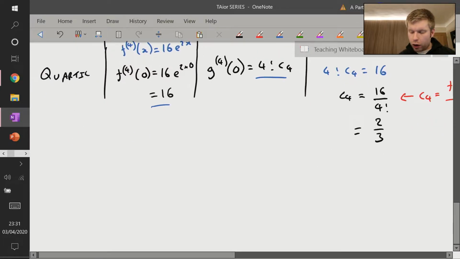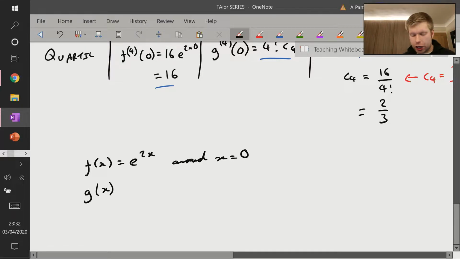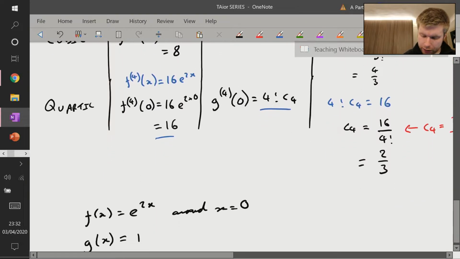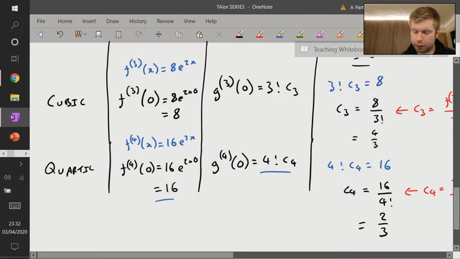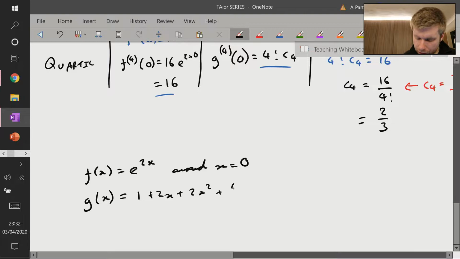Okay, so far what I've got is that my approximation function, so if I start off with f of x equals e to the power of 2x, and I want to approximate it around x equals 0, okay, then I can say that this should be approximately equal to my approximation function, which I'm just calling g of x, okay, should be equal to, well, at the moment I've got 1, that's my first constant, okay. Then my second constant is 2, so it's going to be 2 times x. Then my third constant is going to be 2, so it's going to be 2 times x squared. Then my next constant is going to be 4/3, so it's going to be 4/3 times x cubed. Then the next constant, which I've just worked out, is going to be 2/3 times x to the power 4.